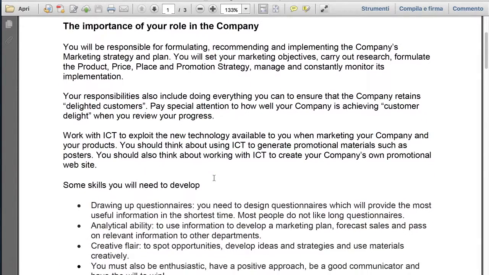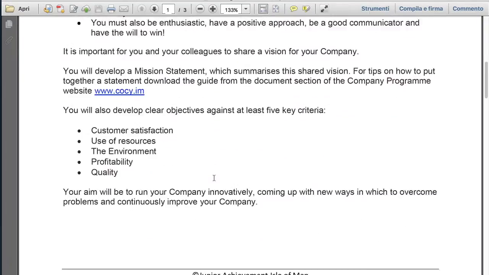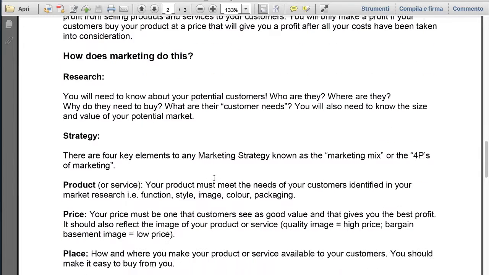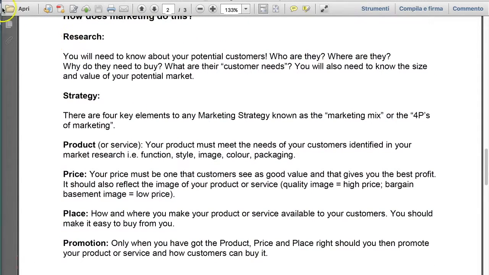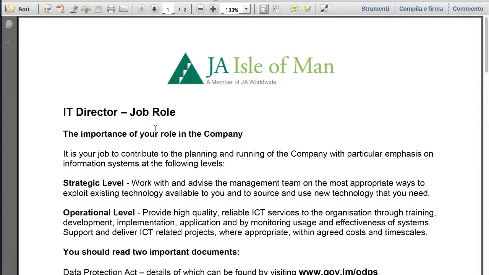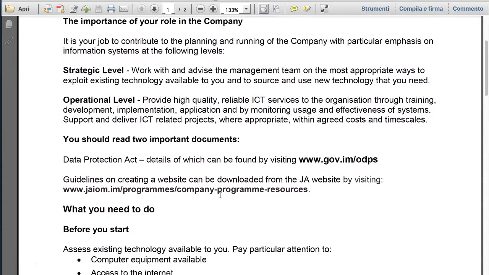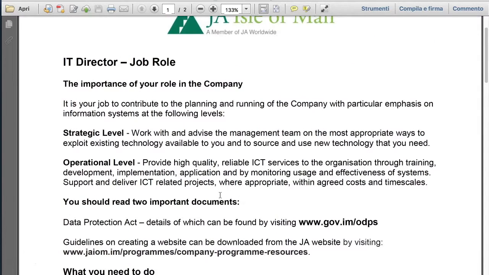We read all the information about the role of the marketing director. Together, we discussed the role. Then we read the information about the role of the IT director. We read together, we asked questions, and we started thinking who could be the best person to cover the role. In the end, the students decided who was going to be the chief executive officer, who was going to be the IT director, and so on.